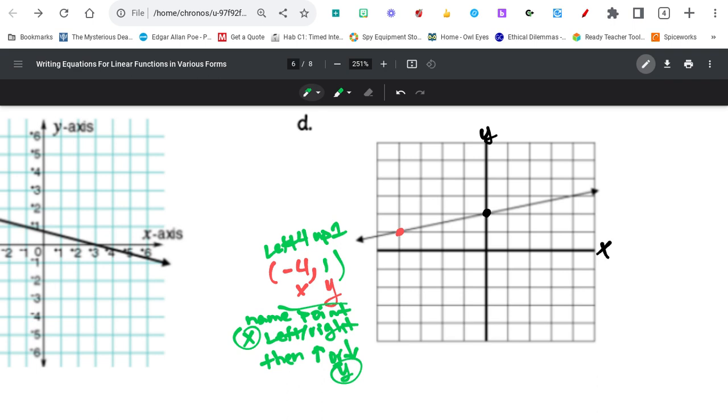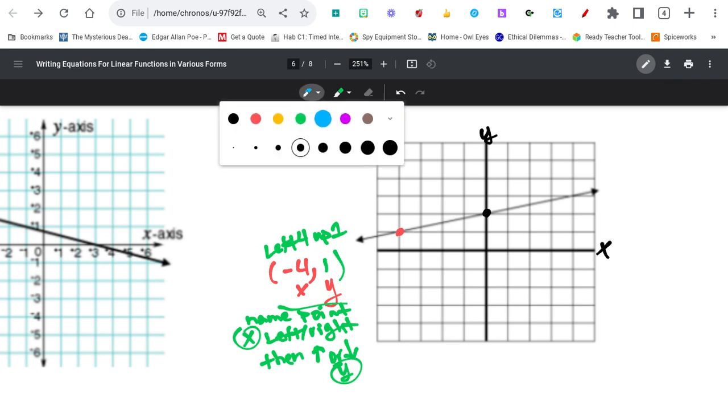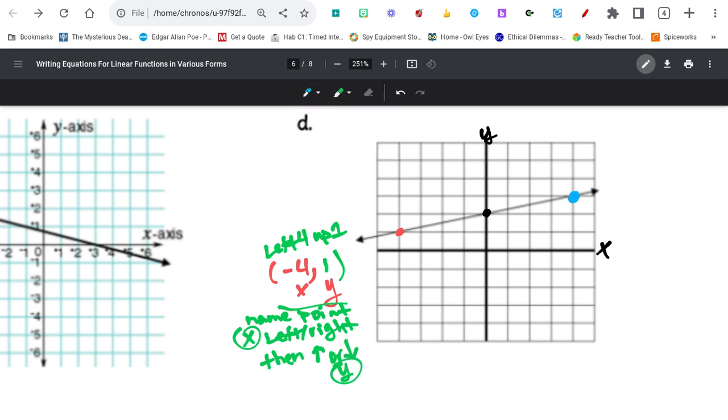So I picked that point, and I can also read this one. If that's 0, that's to the right. 1, 2, 3, 4. So that has an x of 4 and a y that's up 1, 2, 3. You have to go 3 units up to get it. But you don't write all that now. I'm just showing you how to name these if you have trouble.